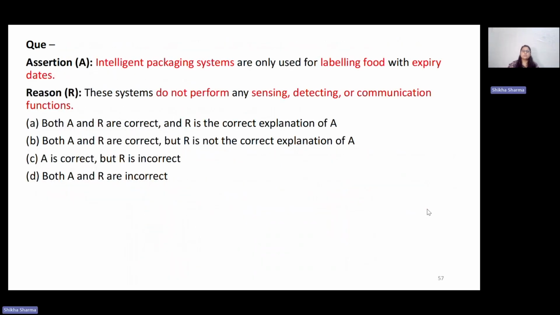Okay, the next question is about the intelligent packaging system. The assertion says that intelligent packaging systems are only used for labeling food with expiry dates. The reason says that these systems do not perform any sensing, detection, or communication function. We need to tell whether the assertion is correct, whether the reason is correct, and whether the reason correctly explains the assertion.